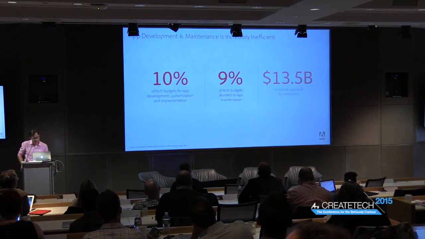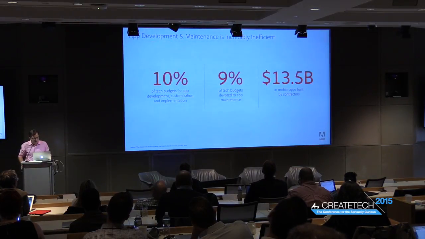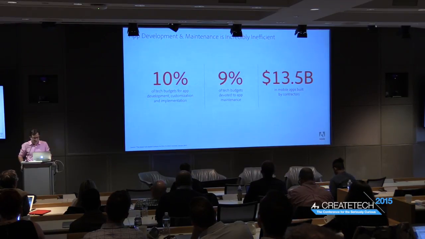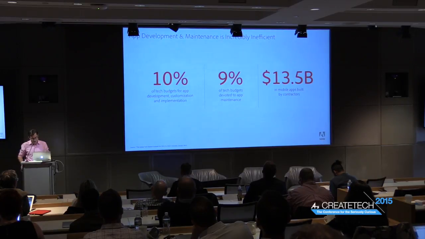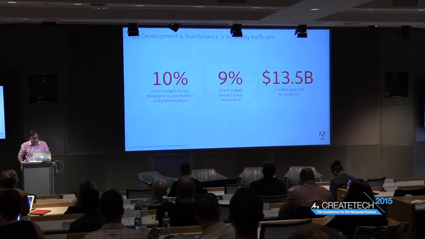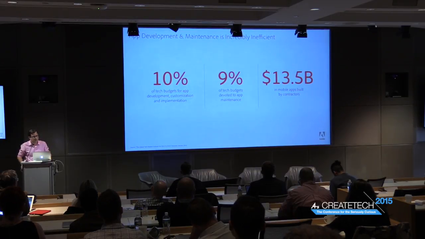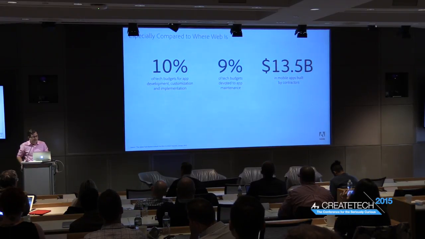And so what this is translating to is tech budgets at companies that are absurdly high for applications, where 10% of their tech budgets are devoted to actually making the app, and another 10% or so is devoted to maintaining this thing over time. And there's a huge amount of money as a result of that being spent with outside contractors just to deal with this all.